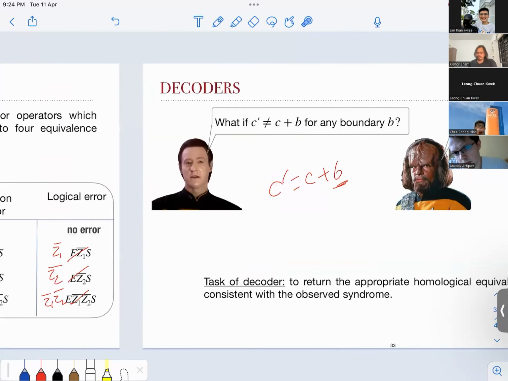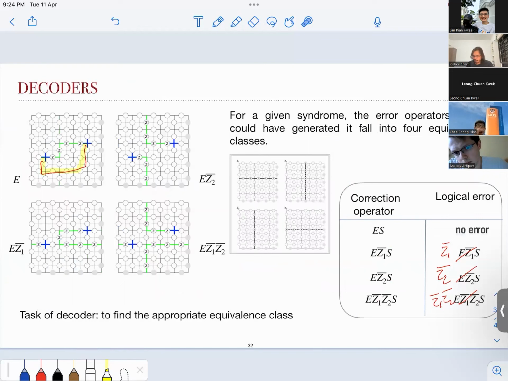Basically, what it is saying is that out of them, there is only one correct class. And if you return your correction operator from the right class, then it's fine. Otherwise, you end up applying that, and you will feel like, okay, I implemented it, the state is now in the code space, but it has acquired an error. And that's a bad error. It's a logical error.